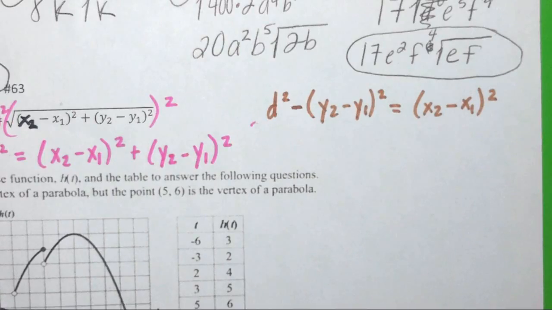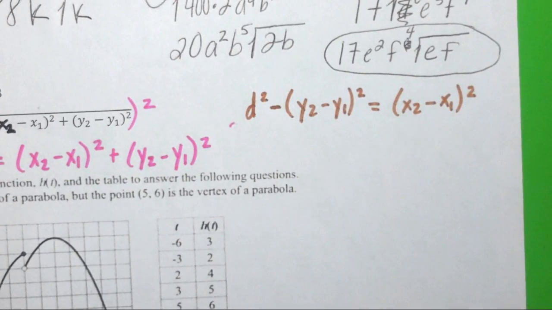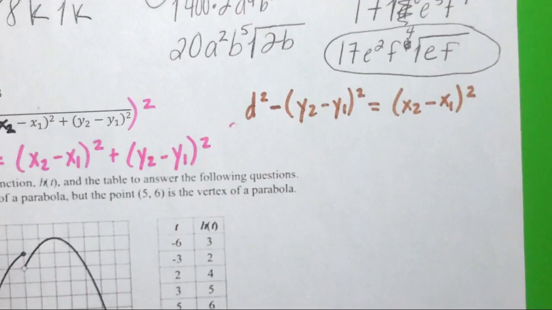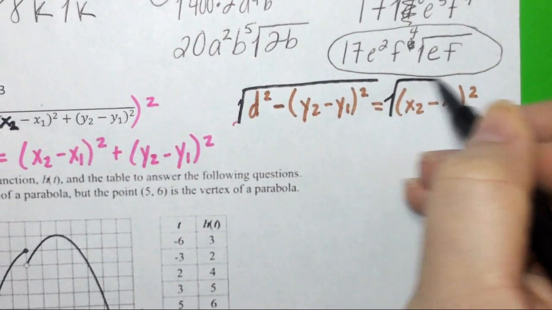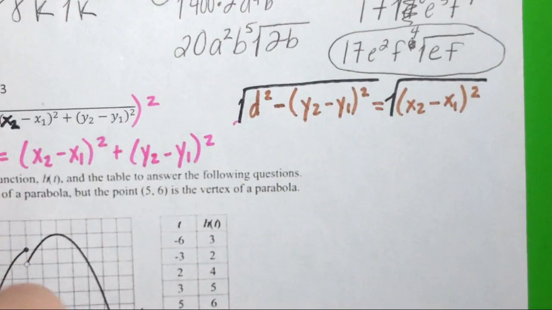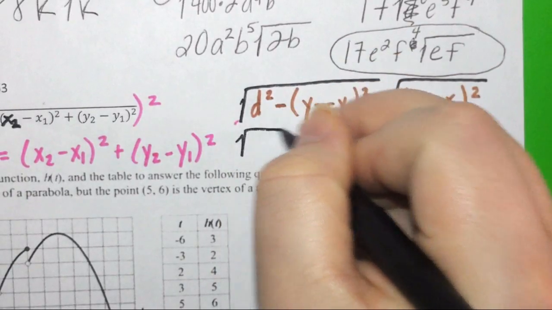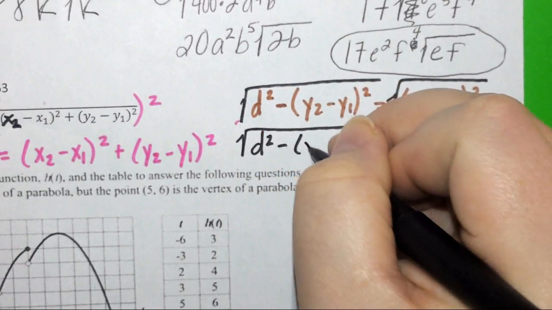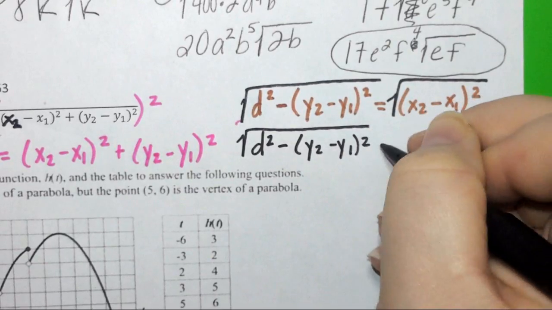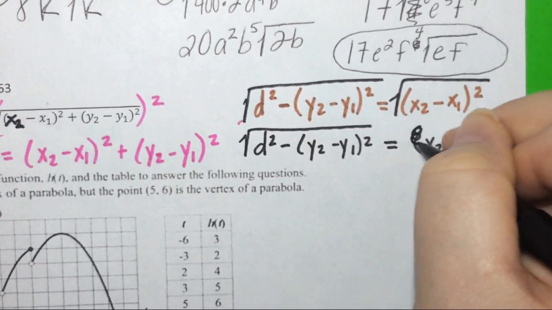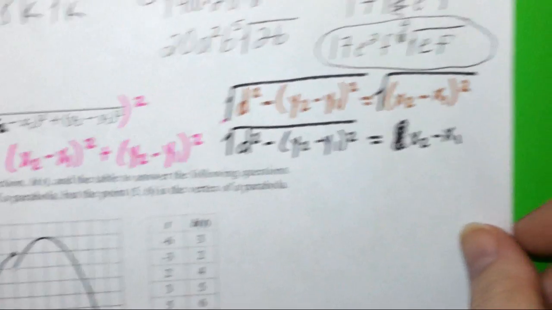Thank you. Okay, so we've got this, which is d squared minus y2 minus y1 squared equals x2 minus x1 squared. We still don't have x2 by itself. We've got to get rid of the squared. How do we kill off the squared? We'll have to take the square root of both sides. It's basically the opposite of what we just did a few minutes ago. We killed off square root with squared. Now we're killing off squared with square root. So we have the square root of d squared minus y2 minus y1 squared equals x2 minus x1. And I really don't have to put it in parentheses. I don't know why I put that. There's no need.